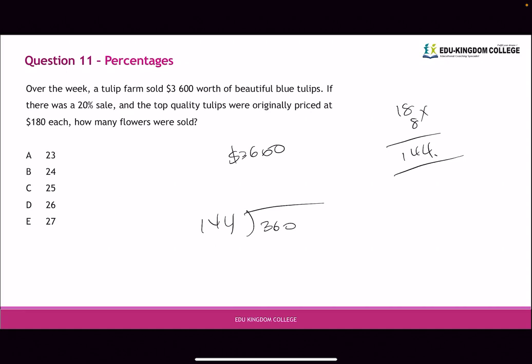So 144 goes into 3,600. It goes into 360 twice, 288, remainder of 72. And I believe that goes into 725 times, so it should be C. Am I correct? Yes, it should be right. Sorry, I'm just going to double check that. Yes, it should be 25. So yep, that was the last question.